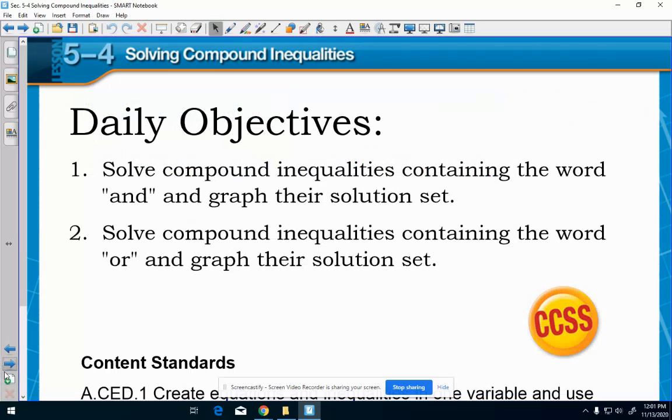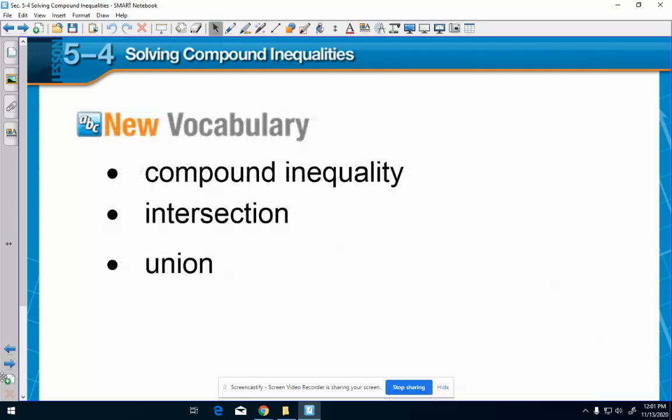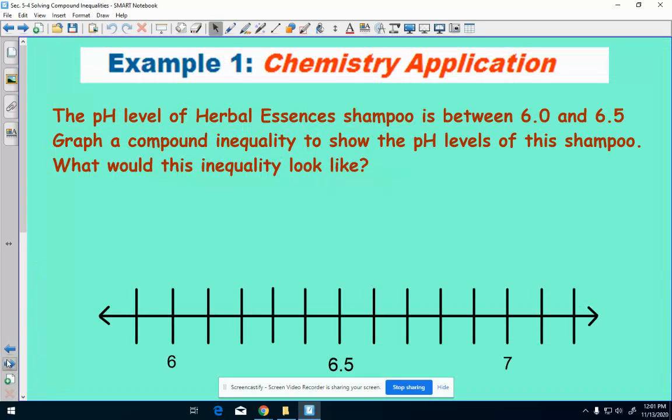So our goals today are to deal with compound inequalities that use the word and, and how they look graphically. And then secondly, compound inequalities with the word or, and then graphing them. So what is a compound inequality? And those are the two options that we're going to get into.